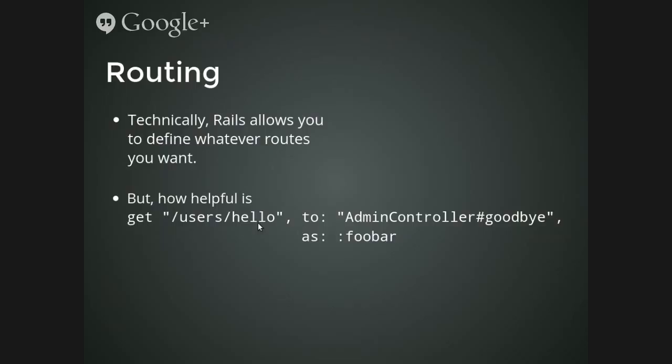So ideally, a good route, I will be able to look at the route and take a pretty good guess at where the code is for that action. So if I look at users/hello, my guess is users controller, hello action, like maybe hello view, right? And it should be called something like hello users path. And that's the goal that you're looking for when you're defining routes. So let's talk about how you can do these correctly.